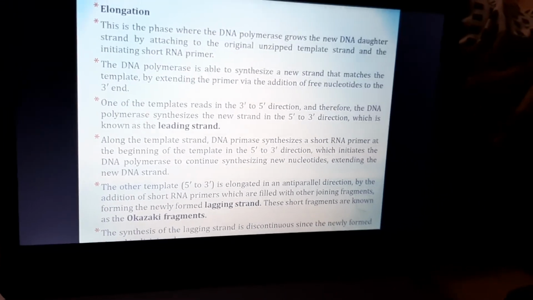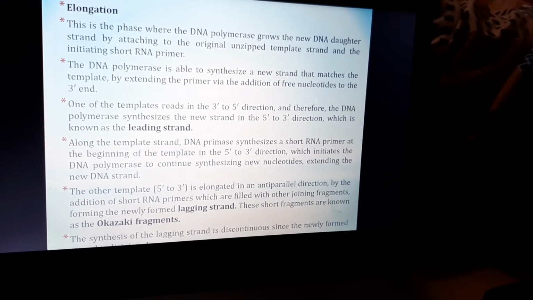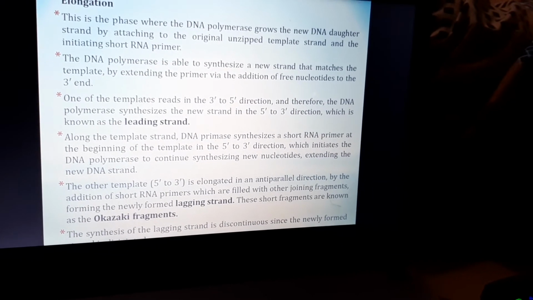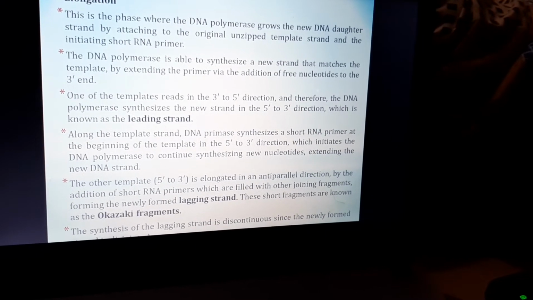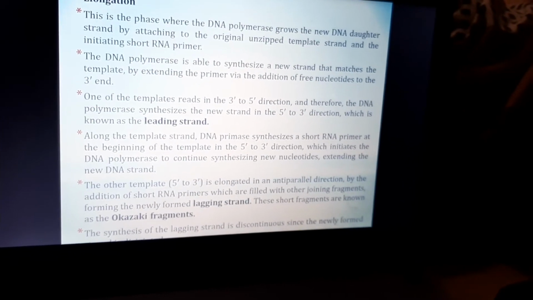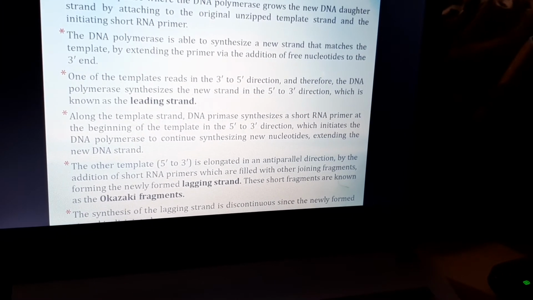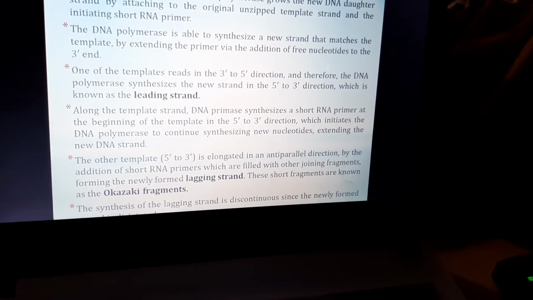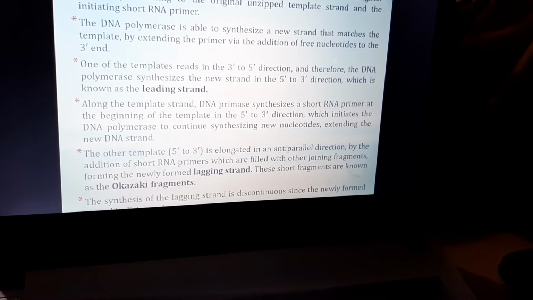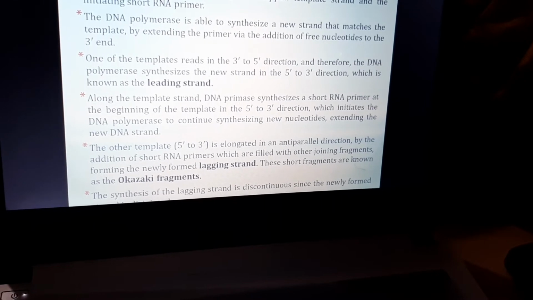Next one, elongation step. This is the second step of the DNA replication process. The DNA polymerase is involved in building the new DNA daughter strand by attaching to the original unzipped DNA template strand and the initiating short RNA primer. The DNA polymerase is able to synthesize the new strand, matching the template and adding nucleotides to the 3' end. One of the templates reads in the 3' to 5' direction. The DNA polymerase synthesizes the new strand in the 5' to 3' direction, which is known as the leading strand.